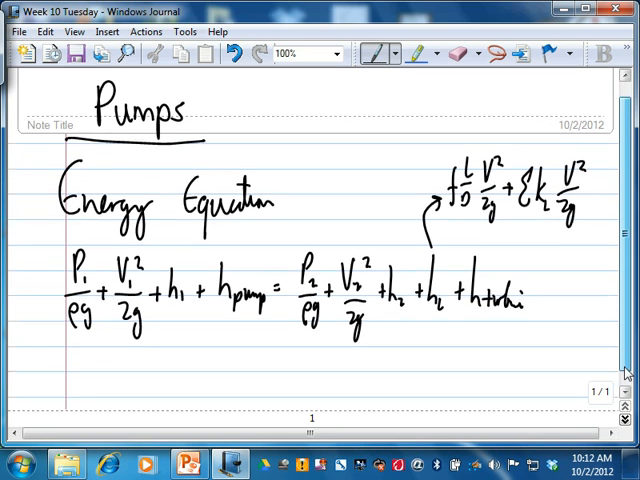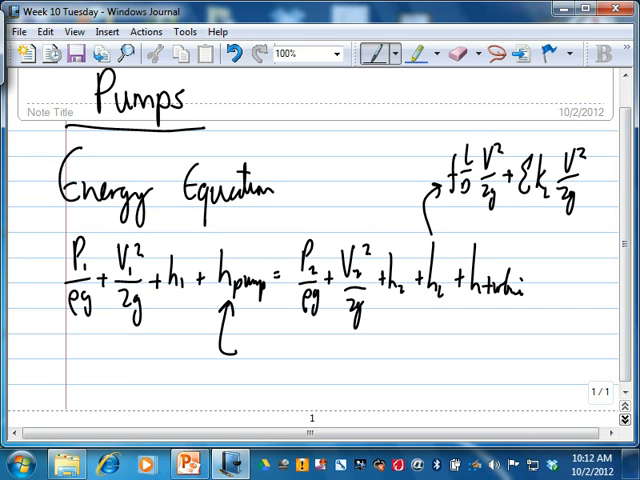Also, so far we know that power, this is the power to the fluid, is equal to m dot gH. Basically, this energy equation is energy per unit mass flow rate per unit gravity. So to get back any pressure, power, or whatever, you have to multiply by m dot g.